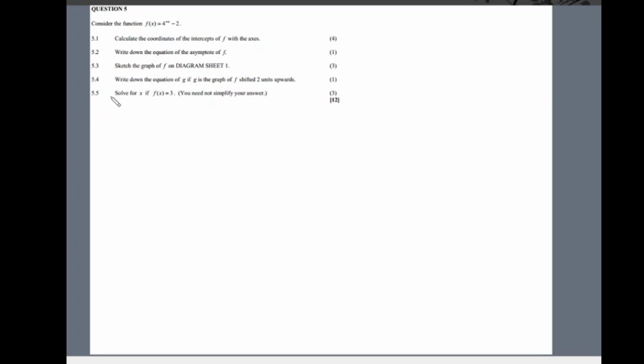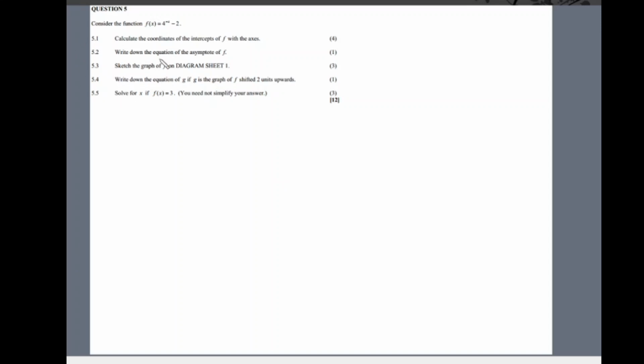Sizokwenza enye revision lesson based on our functions. So now this will be our last revision lesson for functions. After this we'll move on to calculus and look at cubic functions, right? So ngaphandle kokuthi simoshe isikhathi, let's solve this question.